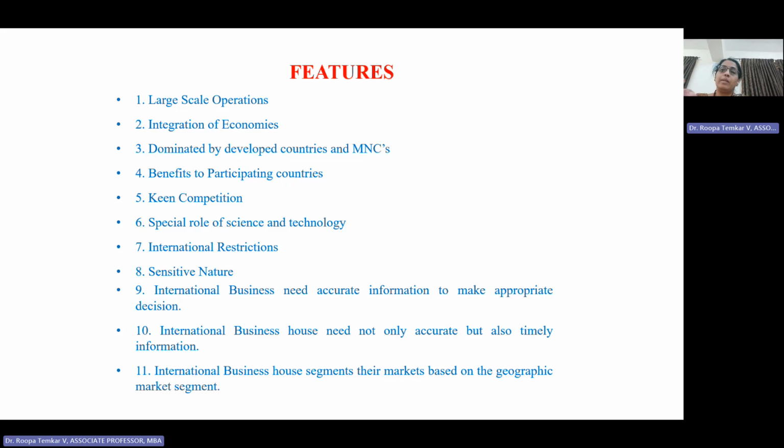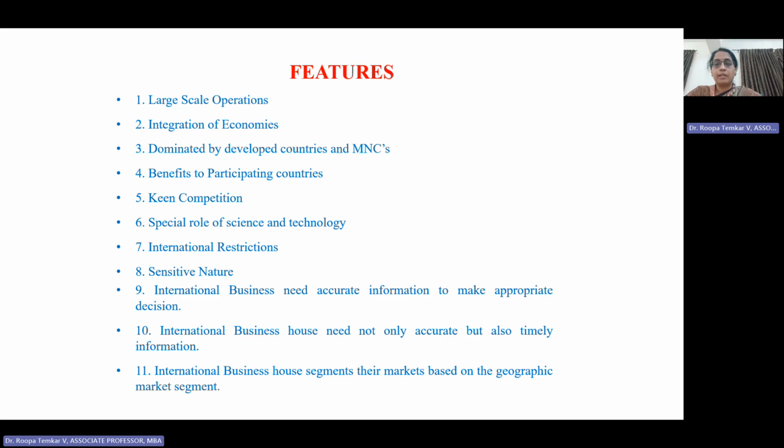And with benefits to practicing countries and keen competition, we can see the special role of science and technology, because when we try to expand our business in various countries, we have to adopt various types of techniques and technologies. So accordingly we have to manage our business. So we can see a special role of science and technology, because to make the business reach different parts of the world, this is very much required.